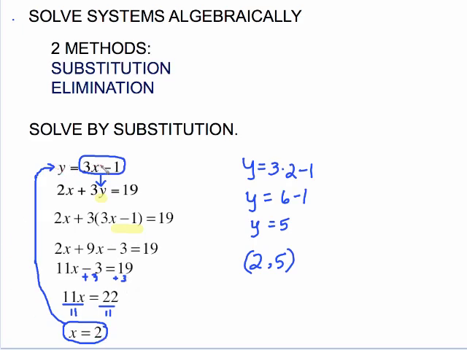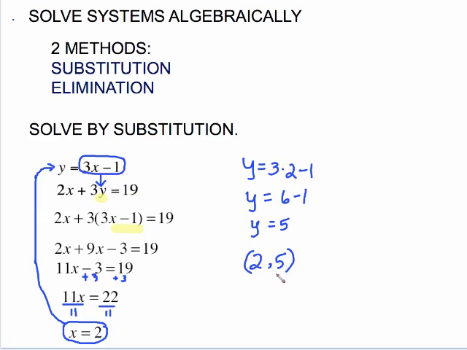So we're going to plug 2 in place of that x. That's this arithmetic over here. That was x. 3 times 2 is 6, minus 1 is 5. We have the ordered pair 2 comma 5. That means if we were able to graph these, the point of intersection would be the point 2, 5.